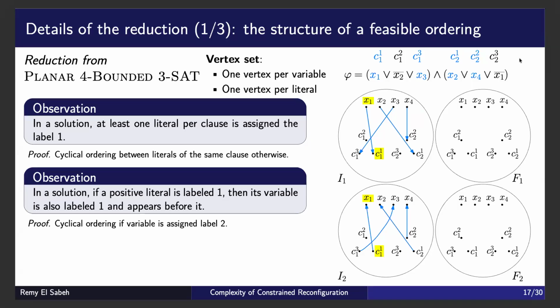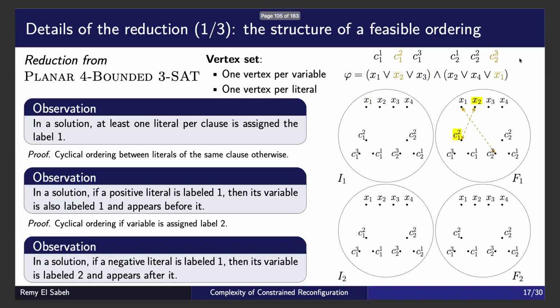So why should x1 be labeled 1? If it's not, let's say x1 is here instead. This arc means C11 should be before x1, but we already know that this arc means the other direction of things, and then we end up with a cyclical ordering. So it must be the case that if C11 is 1, then x1 is also labeled 1 and comes before it. That is meant to be interpreted as x1 being, in this case, set to true.